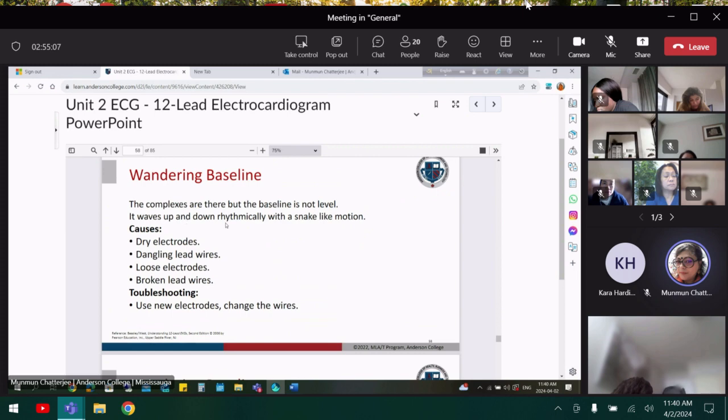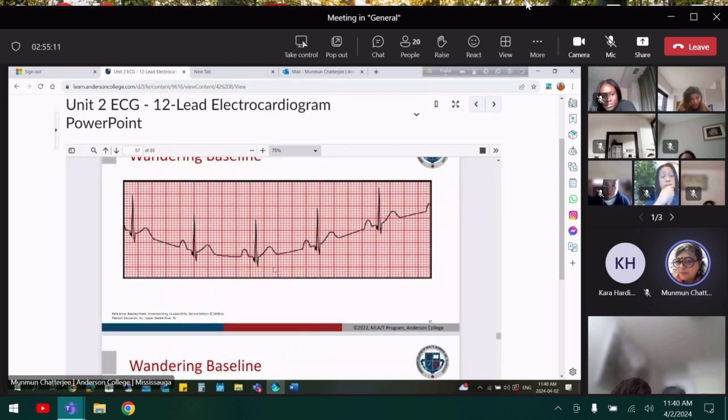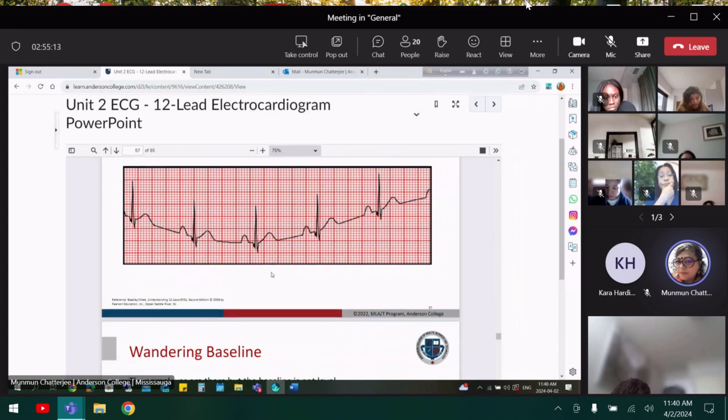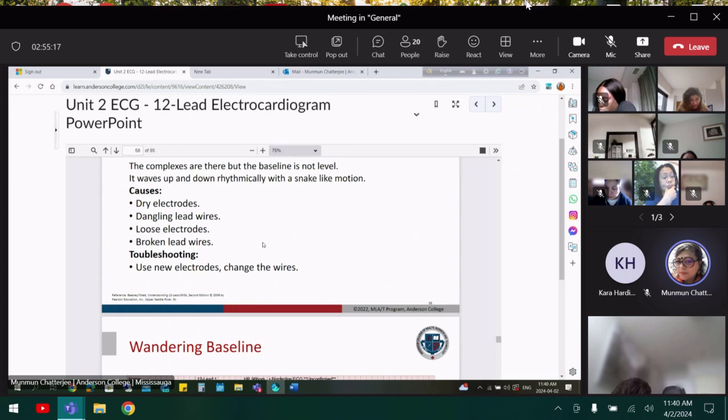It waves up and down rhythmically with a snake-like motion. So it's a snake-like motion. It's going up and down. There is nothing constant for the baseline. What are the causes?